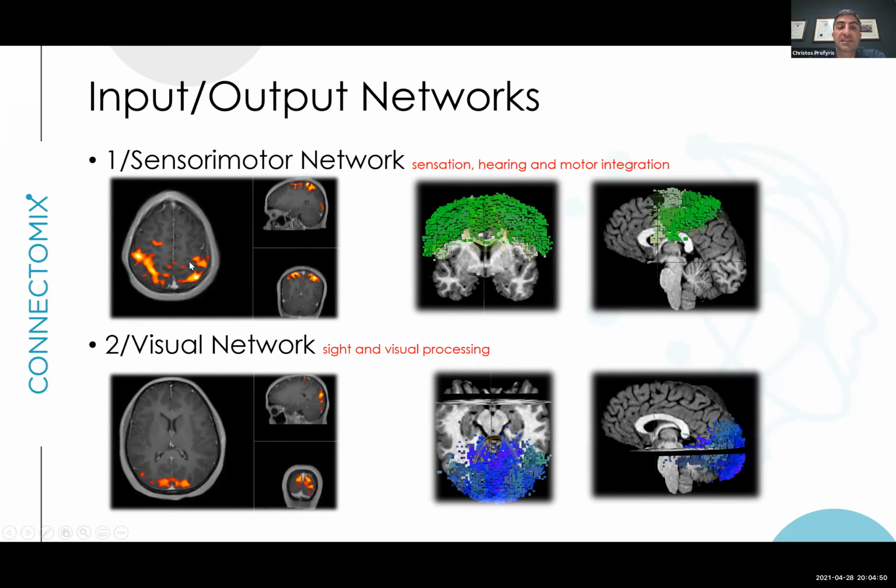The sensory motor network, it's easy to understand. It's essentially the pre-central and post-central gyrus and the auditory cortex. On resting state functional MRI, they all fire as one system. And as expected, it's responsible for sensation, motor function, and hearing.